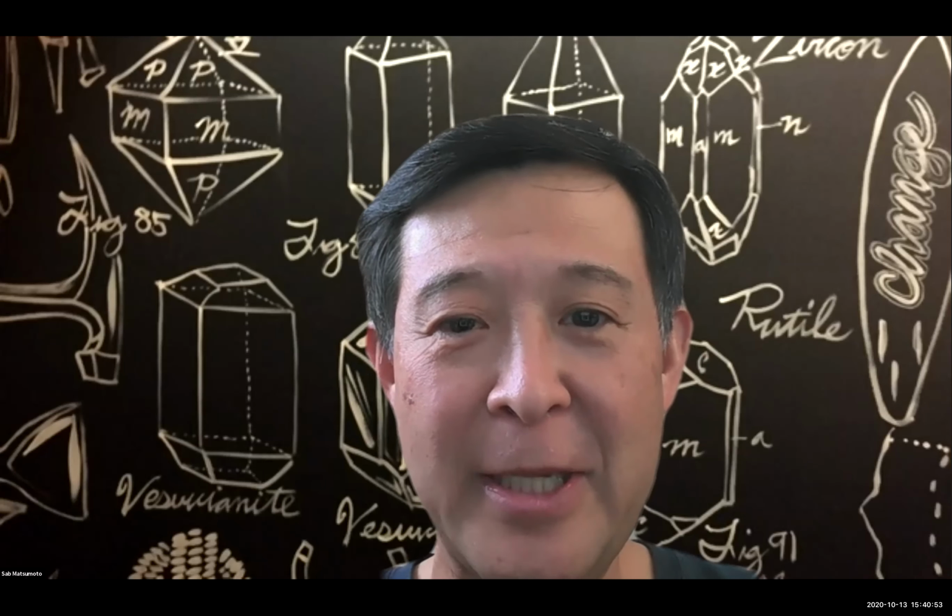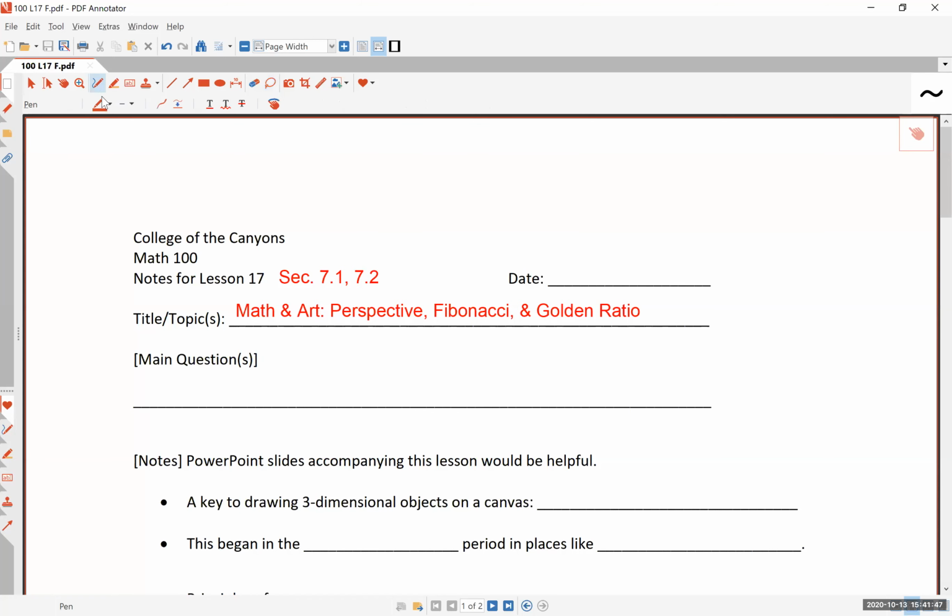All right, so let's study math and art. Lesson 17 is on these two sections: math and art, perspective, the Fibonacci sequence, and the golden ratio, which is closely related to the Fibonacci sequence. So the question I want to begin with is the one that I just posed already. What does mathematics have to do with art? And the answer is actually quite a bit, okay?